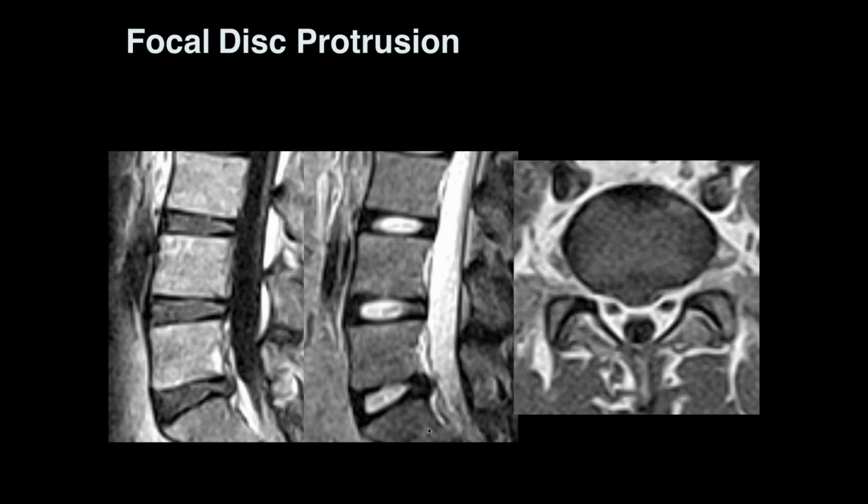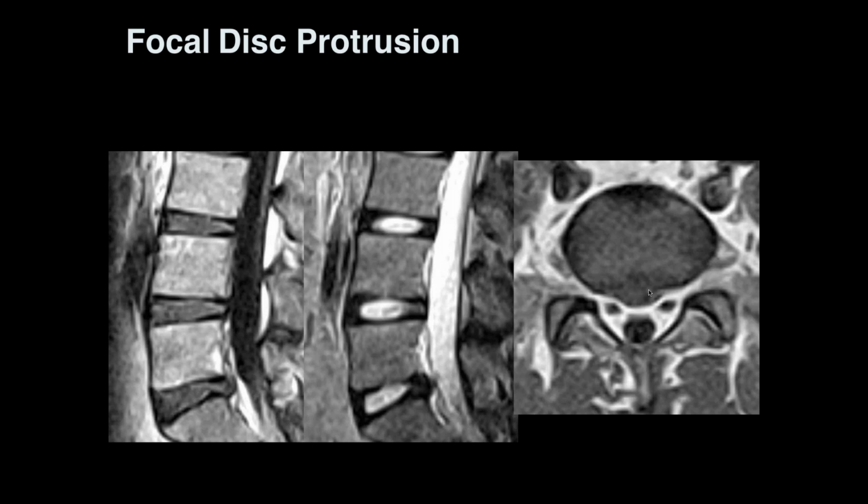So what the North American Spine Society really emphasizes is calling these either broad-based or focal protrusions. So here would be a focal protrusion because it's less than 180 degrees, less than 30 degrees in this particular case. It's focally here in the midline. So this would be a focal protrusion.